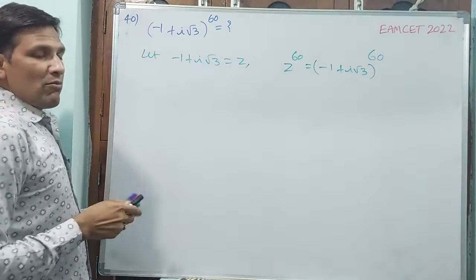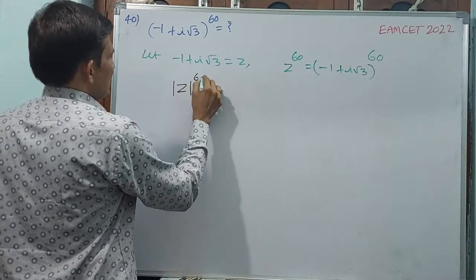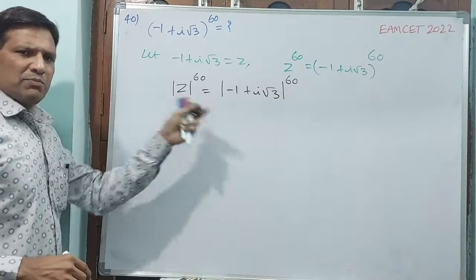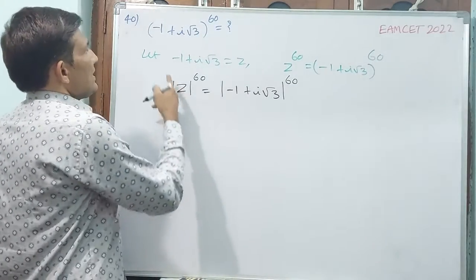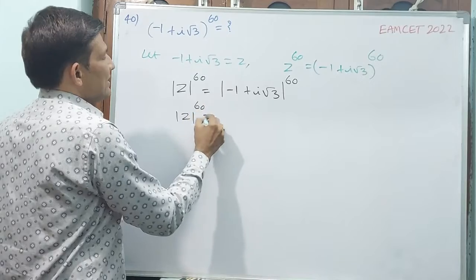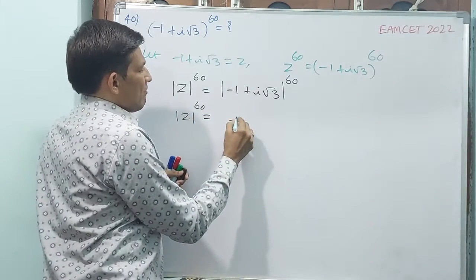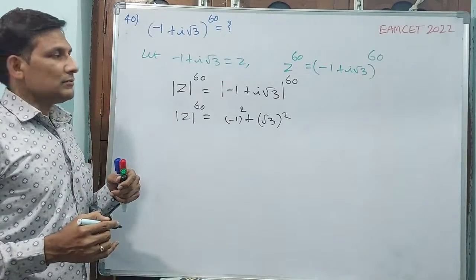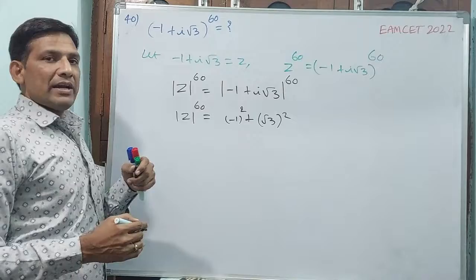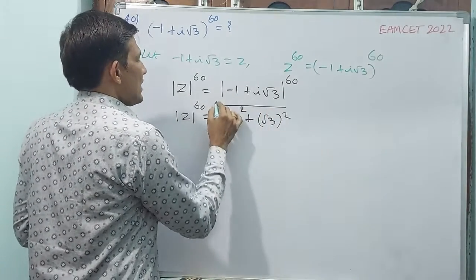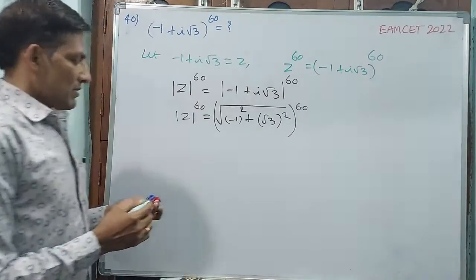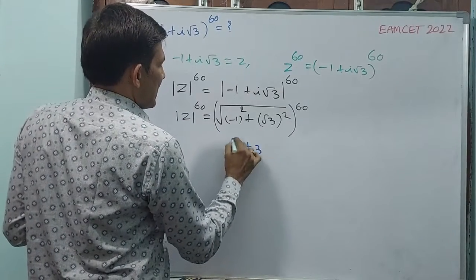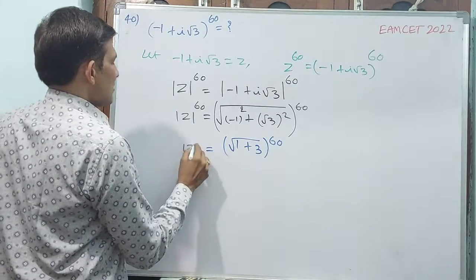Okay, now I am putting modulus on both sides. Modulus of z power 60 is equal to modulus of minus 1 plus i root 3 power 60. Okay, this property we know very well. Then you see, finally the value we have to find. Modulus of z power 60 you keep like this only. What is the modulus of minus 1 plus i root 3? Under root of minus 1 square plus root 3 square. Modulus we are doing, and now the modulus symbol will not appear, power 60 will be there. Okay, see what is the value of this? 1 plus 3, but under root, whole to the power of 60. That is equal to modulus of z power 60.